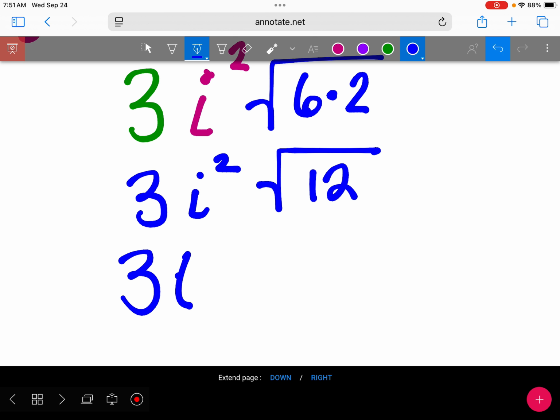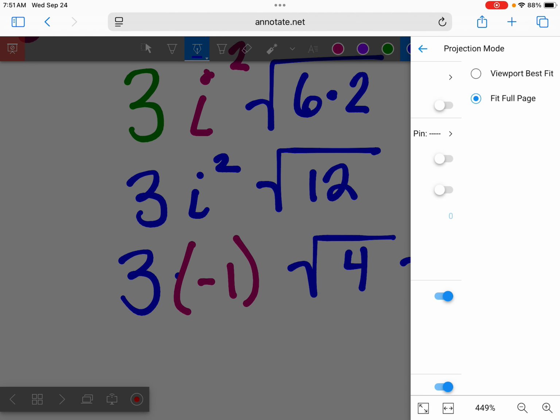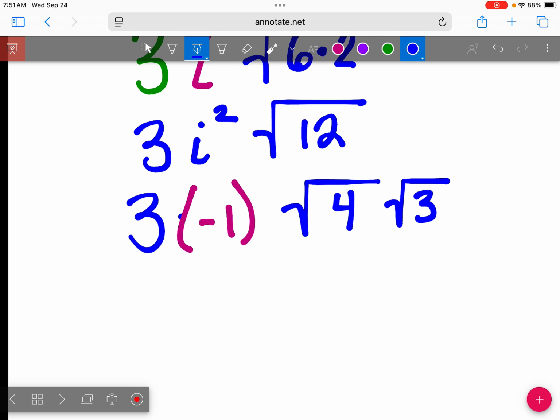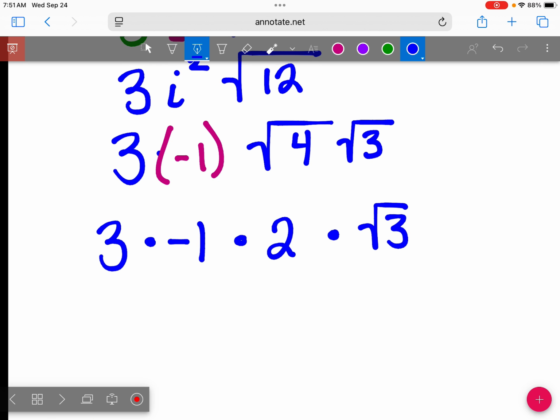We do know that our i squared is going to switch out for a -1, so we can switch that out whenever we're ready. And our square root of 12 is the same thing as the square root of 4 times the square root of 3. I'm going to get more space. So we can rewrite this as 3 times -1 times 2 times the square root of 3. And our final answer on this one is -6 square root of 3.